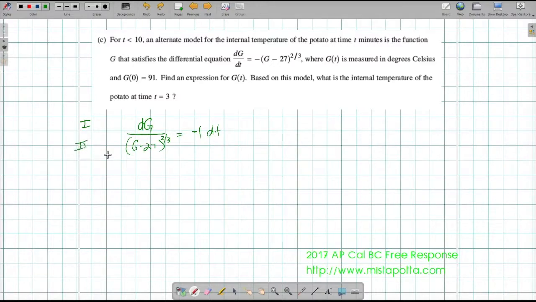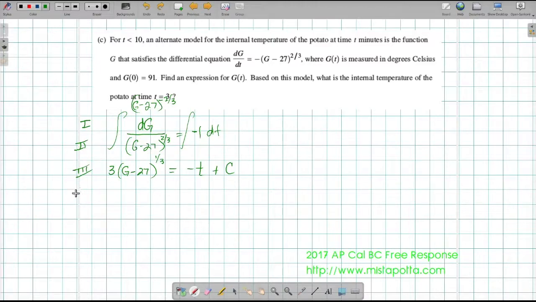My second step is to integrate this. So, of course, integrating this side is just going to give me negative t. Integrating this side is going to give me, let's see, this is g minus 27 to the negative 2/3. So adding 1 to this is going to give me g minus 27 to the 1/3 divided by 1/3, so really multiplying by 3, equals negative t plus a constant. Remember, step 3 is we have to have that constant of integration.